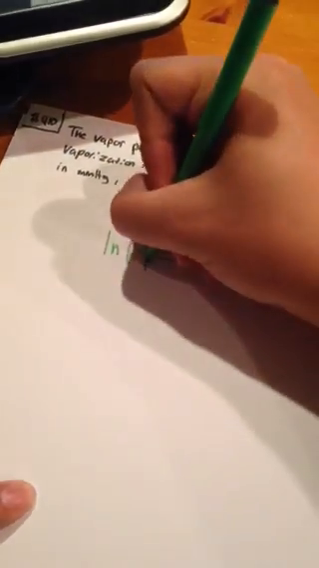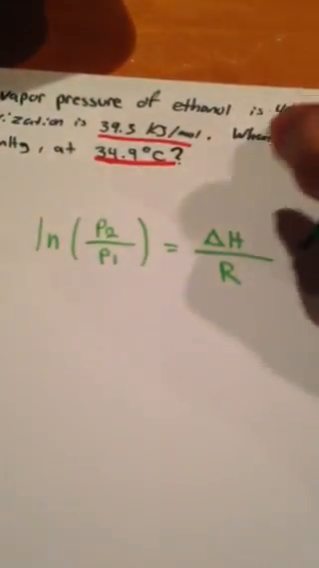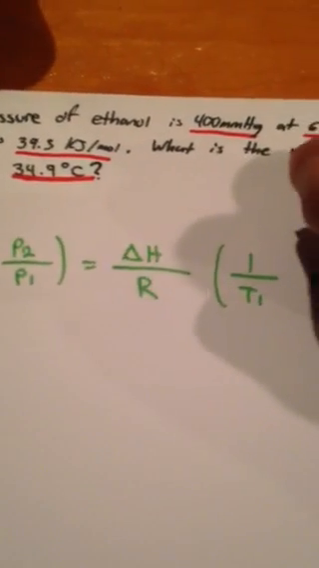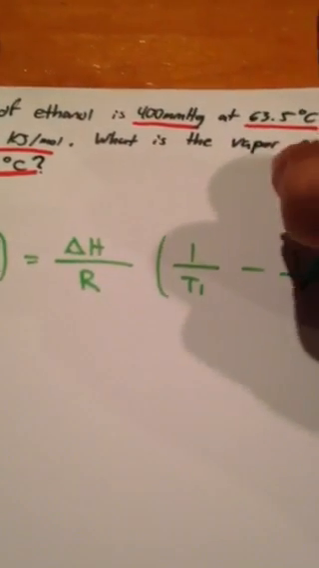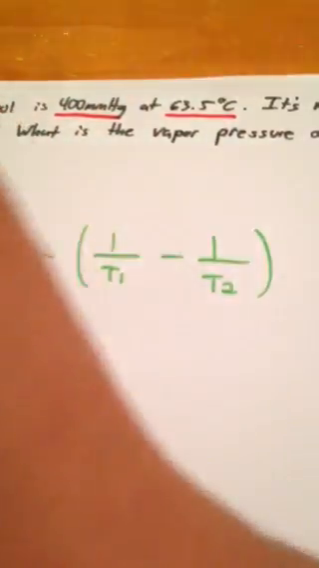The reason why we want to know that is because we're going to be using this formula. It's ln of P2 divided by P1 equals the delta H divided by the constant times 1 over T1 minus 1 over T2. Okay, so now that we have that going, let's go ahead and start plugging in.